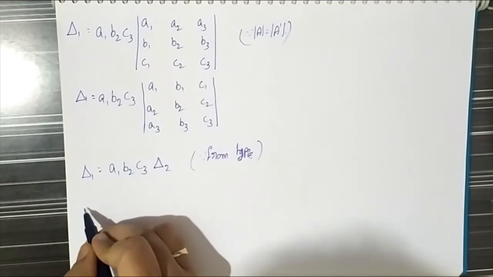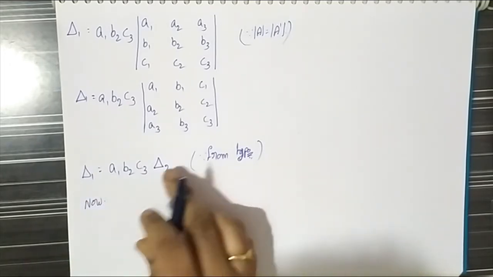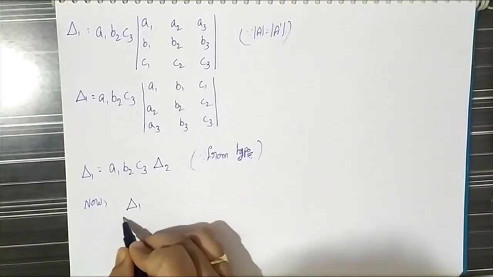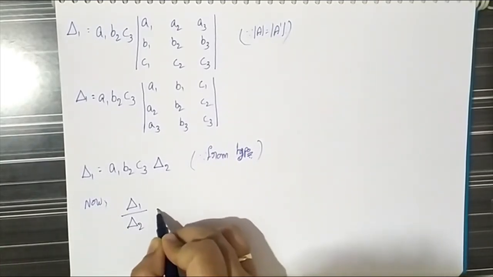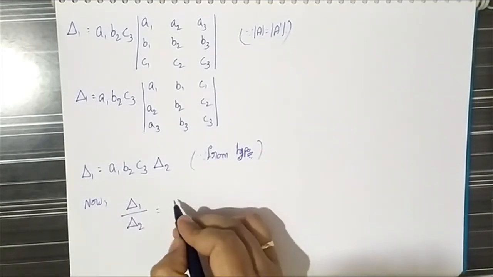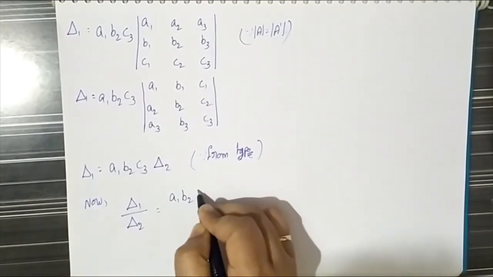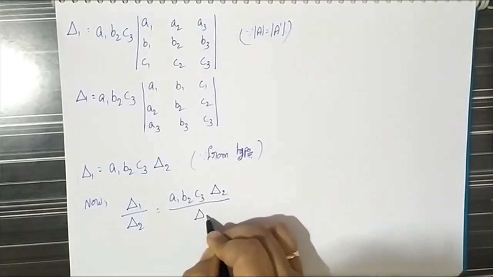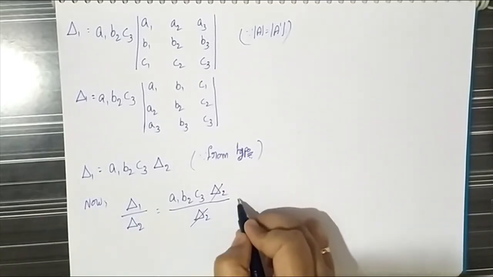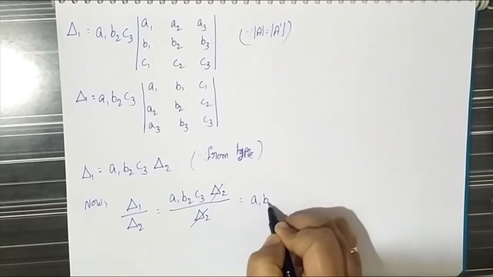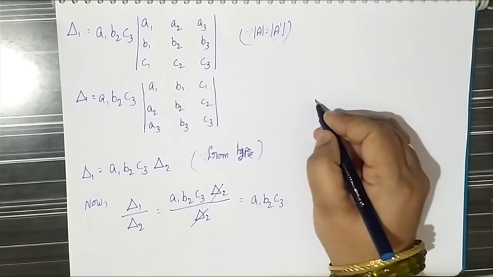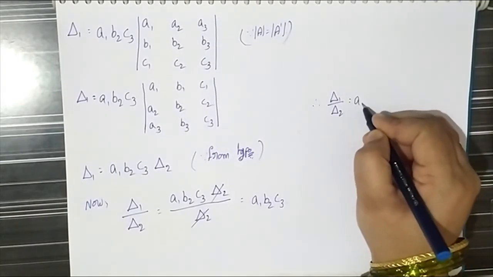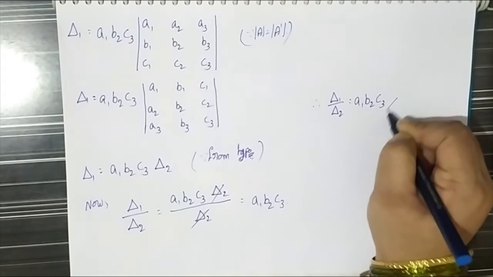Now, this is the delta 1 value. Now we can calculate delta 1 by delta 2 value. We have delta 1 value is A1 B2 C3 into delta 2, divided by delta 2. Here delta 2 gets cancelled, that is equal to A1 B2 C3. Therefore, delta 1 by delta 2 value is A1 B2 C3.